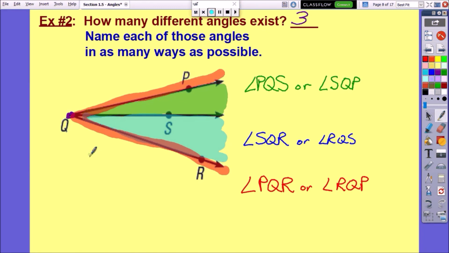So there is really hopefully a good example of when it's acceptable and not acceptable to use the single letter for the vertex. In this case, it's not possible. But if there's just one single angle present, then sure, you could call it by just that vertex letter.